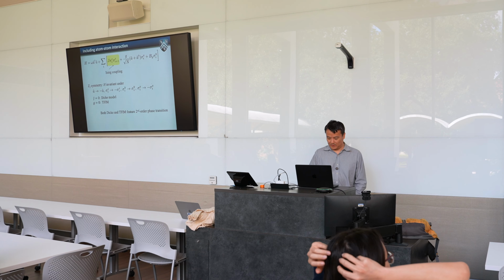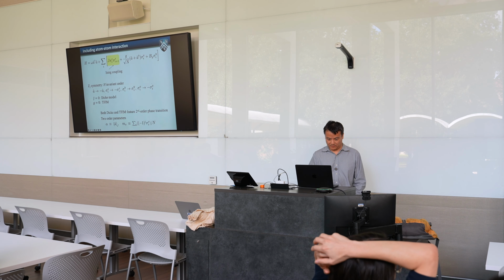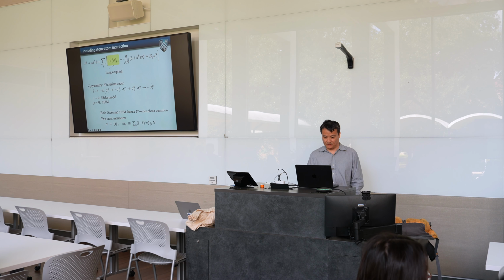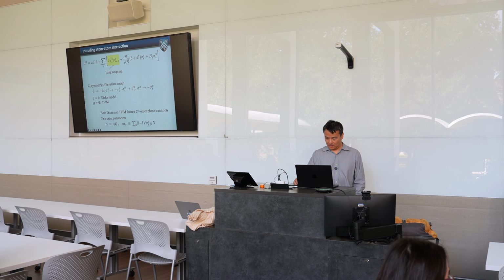And so, inspired by this, we can define two order parameters: the Dicke parameter, which is the expectation value of the photon annihilation operator, and, since here we consider an antiferromagnetic coupling, so J is positive, the staggered magnetization as the Ising order parameter.